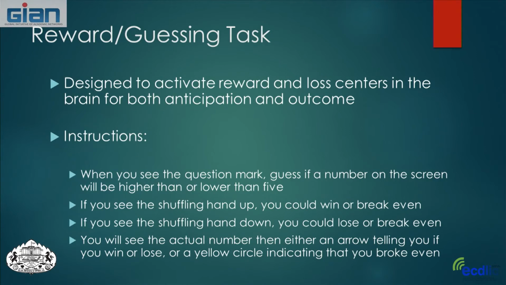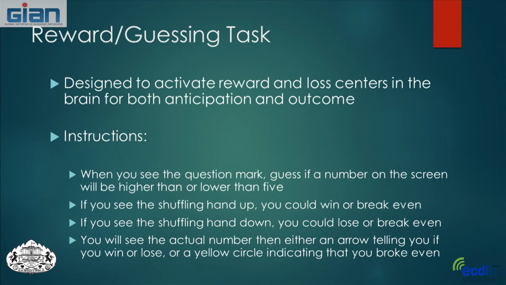So what we do now, and my boss raised this up, is you win $10 for a correct guess, or you lose $5 for an incorrect guess. She's trying to up the stakes to see if we can get a better activation and people get more excited about more money. So after you see the shuffling hand up and down, you're going to see the actual number that it was, and you're going to find out if you win or lose.